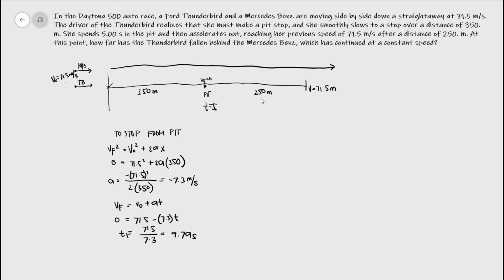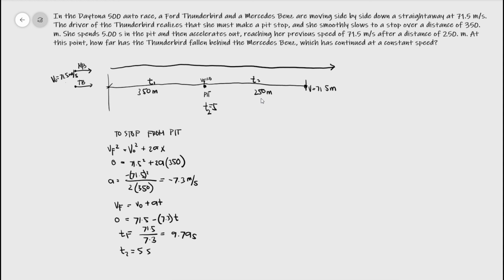Let's say this is t sub 1, this is t sub 2, and this one will be t sub 3, from this point up to this point. For t sub 2, we know our t sub 2 because the problem gave it, wherein the Thunderbird stopped at the pit for 5 seconds. Now for t sub 3, solving for t sub 3, again we need to get the acceleration of the Thunderbird from the pit.